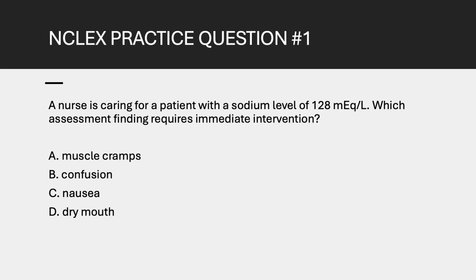If you picked B, confusion, you are correct. Confusion is a neurological change. Therefore, it would be a priority related to the sodium imbalance. NCLEX tip: when in doubt and you have a sodium question, pick the answer that's involving neuro changes.